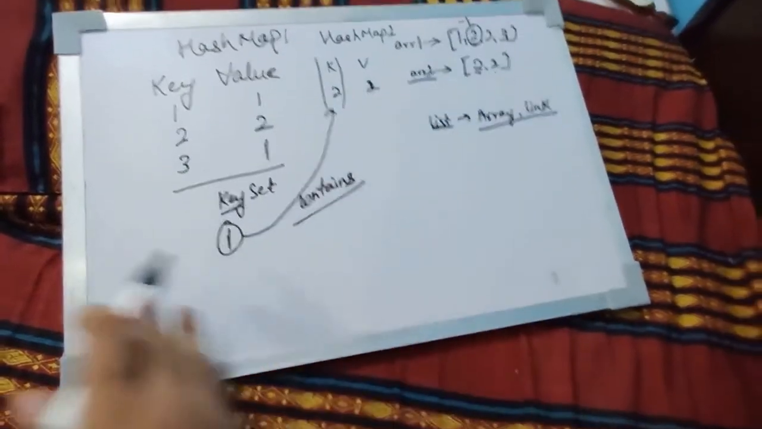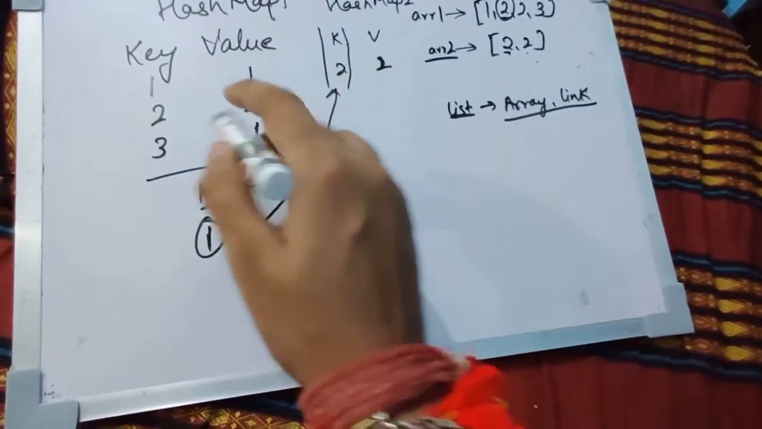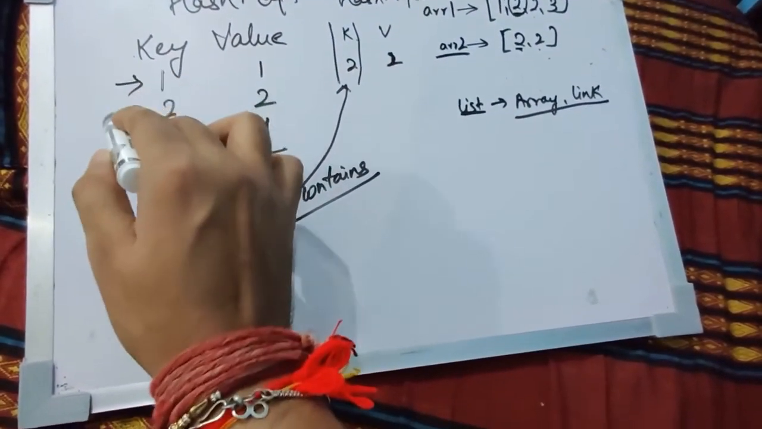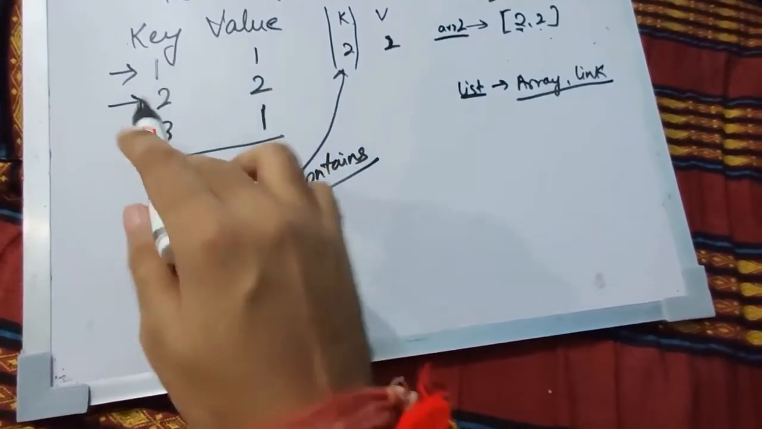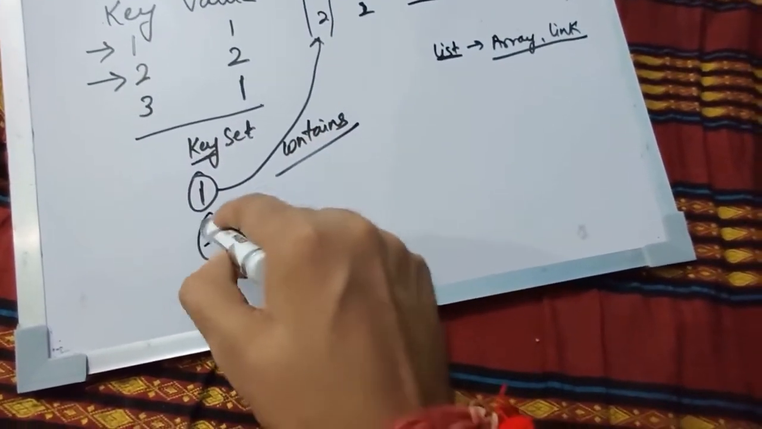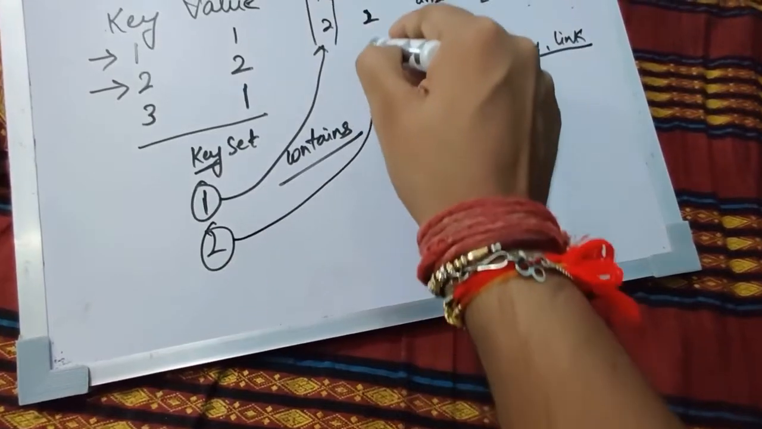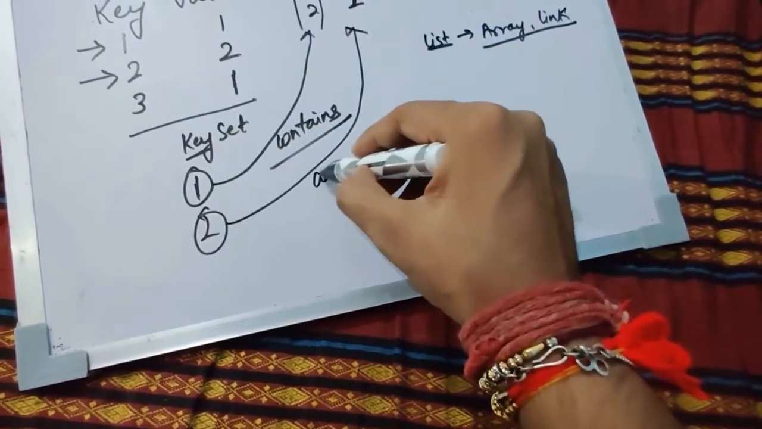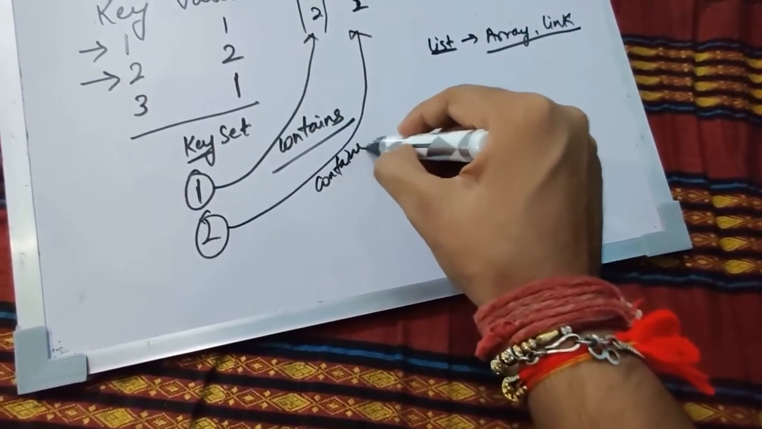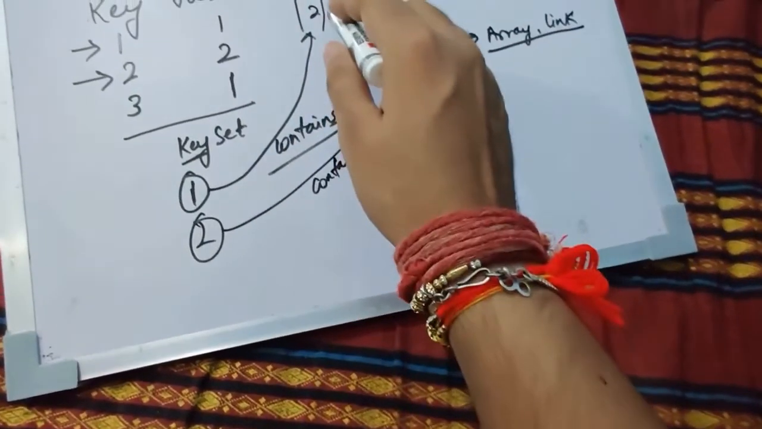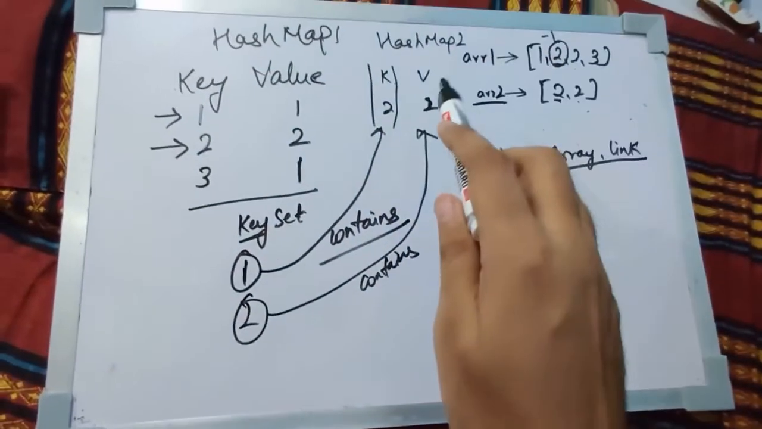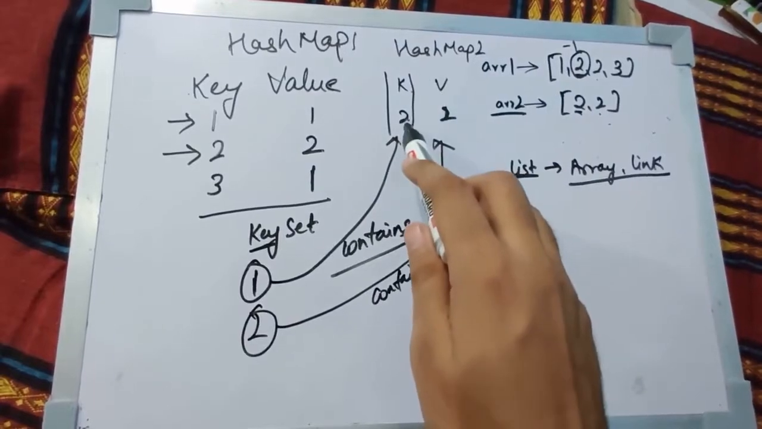We will just come to the loop again. Now we will come to value 2. So now it will check if 2 is inside this hash map or not. So again we will use contains for this. So right now you can see that the hash map 2 is containing the value 2.